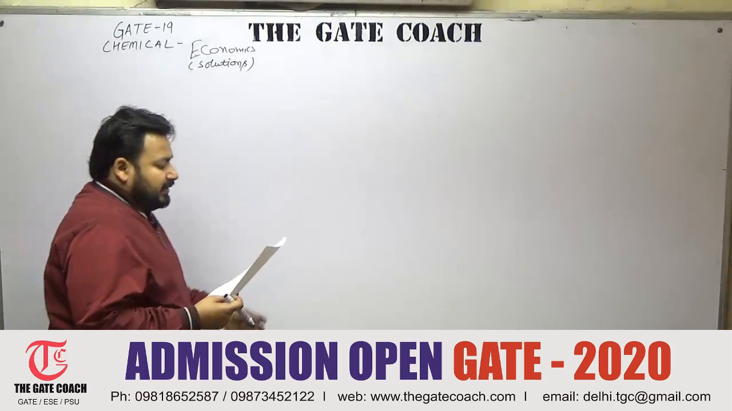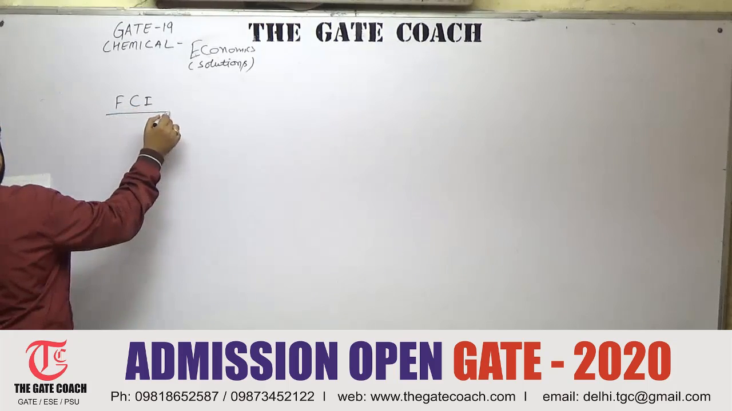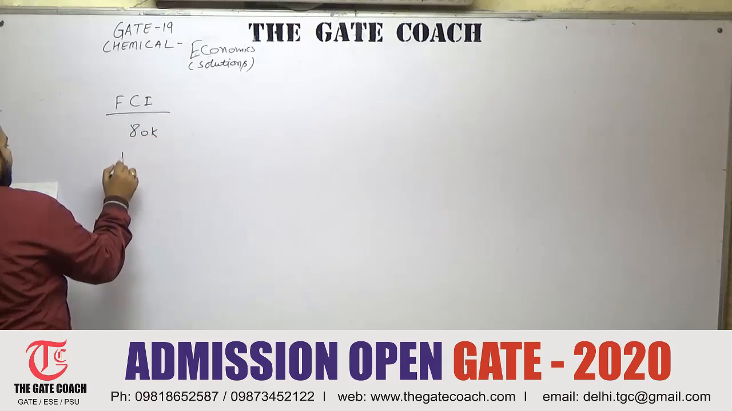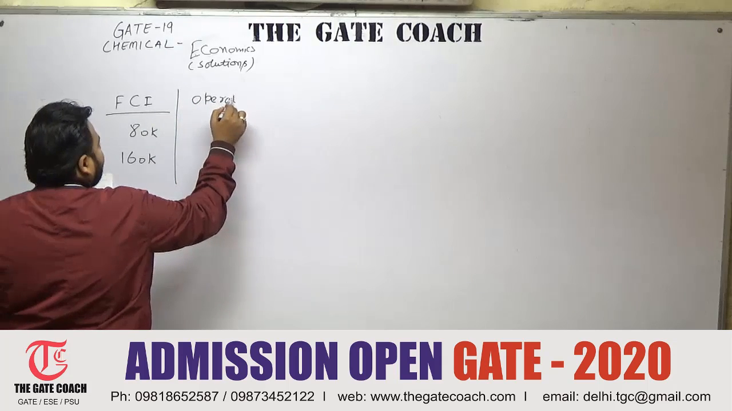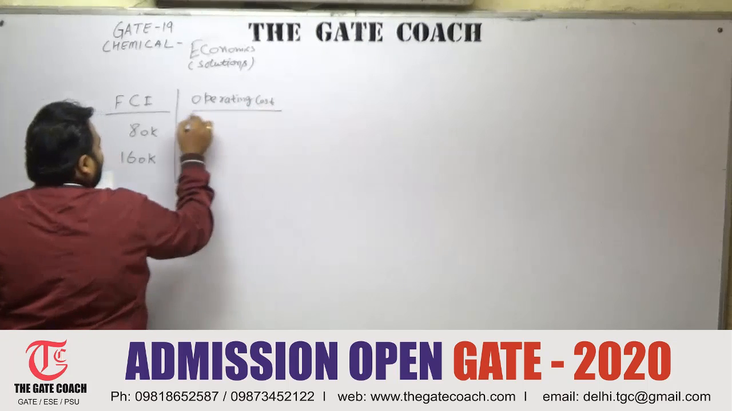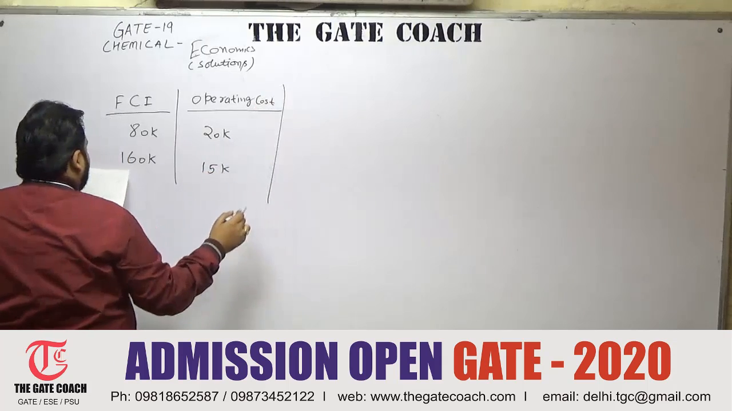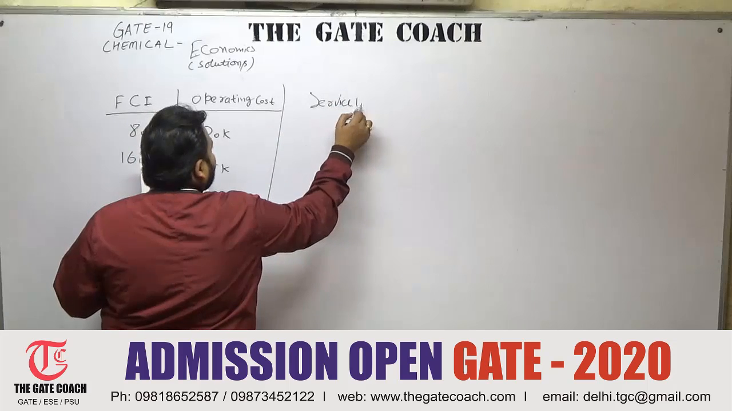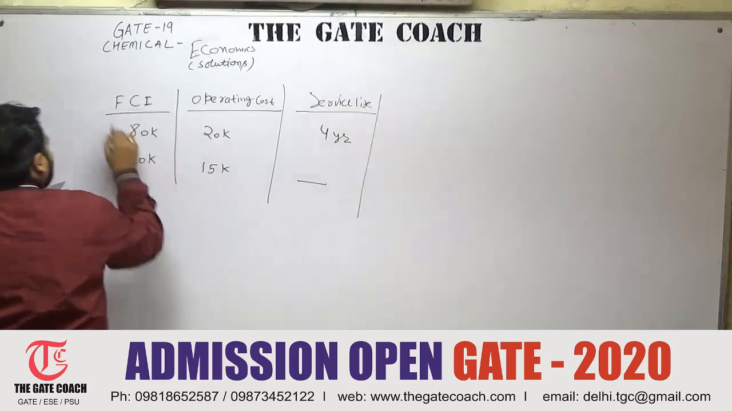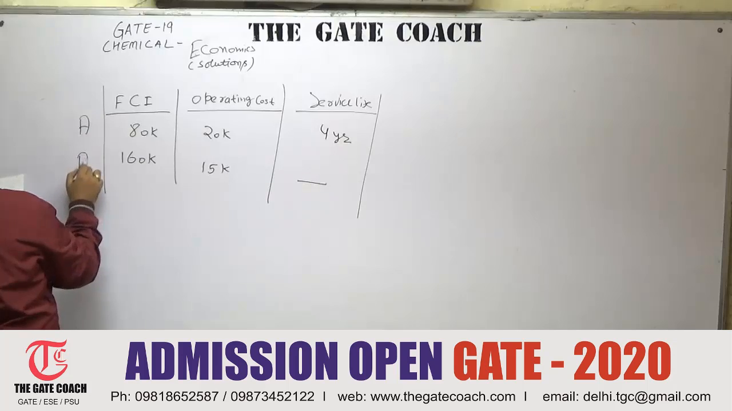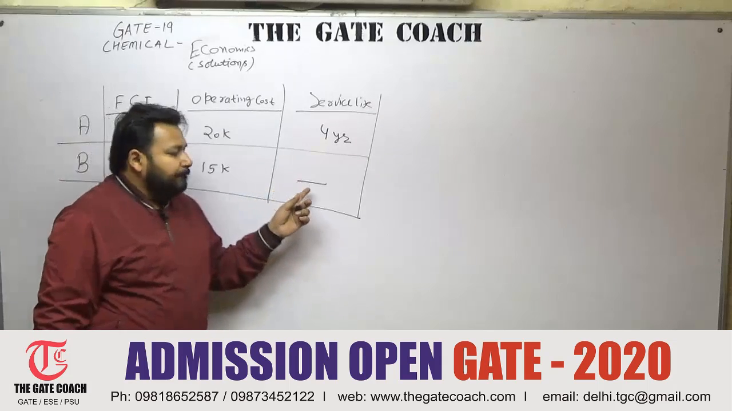Now the next question given is about data. The fixed capital investment is given to us, that is 80,000 and 160,000. The operating cost is given as 20,000 and 15,000, and then the service life is given as 4 years and not known. So this is scheme A, and that is scheme B.